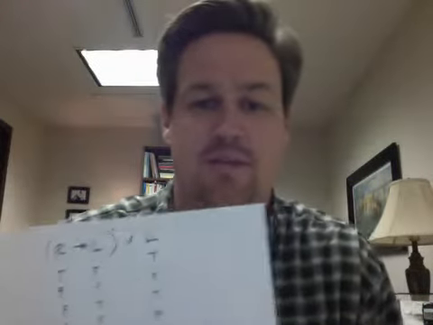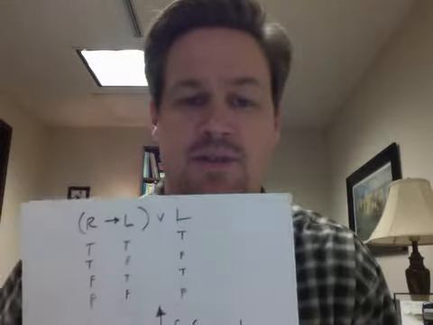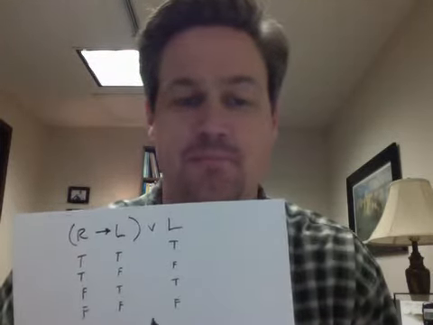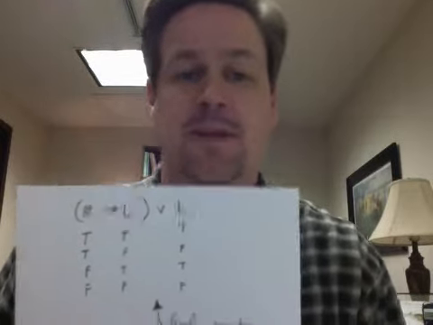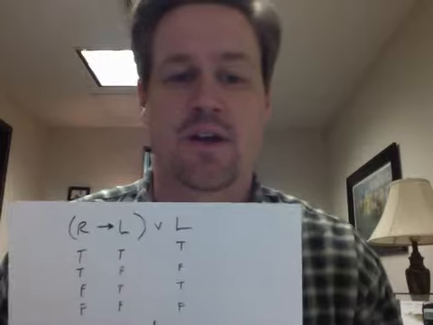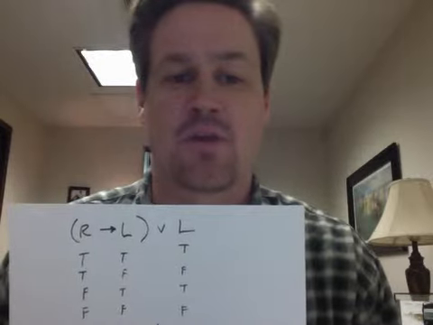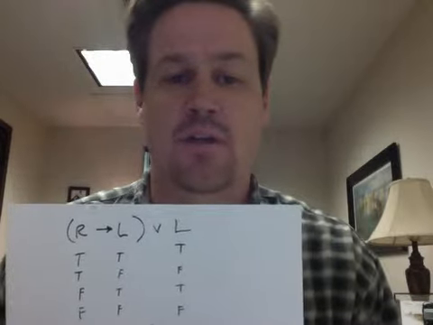So once we know how many lines, we can start filling in the variables for the truth table. And this is just a basic setup here. So we haven't even really started working the truth table yet. But if you look here, I filled in the columns for R and for L.